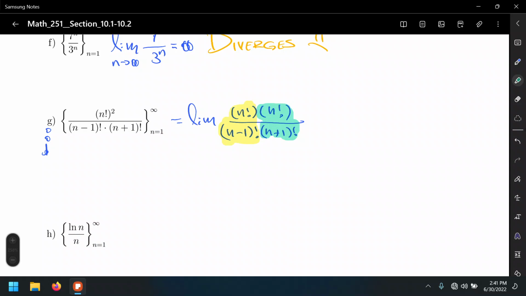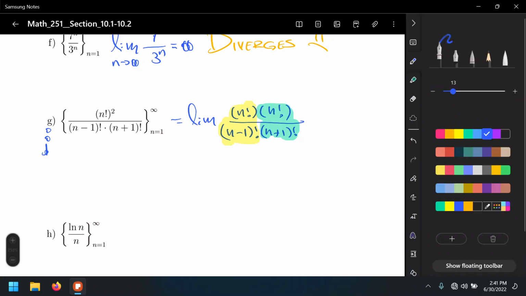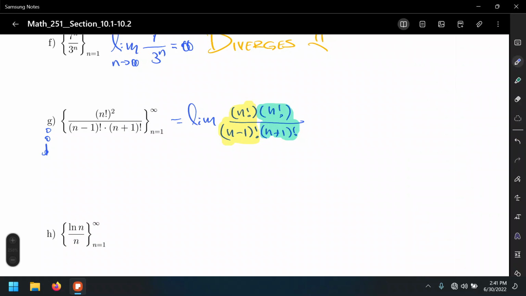Okay, so from the first group, the one that I highlighted in yellow, which of the two factorials is the larger one? The one on the top or the one on the bottom? The one on the top, because n is large. This n right here is larger than n minus 1, so we will expand this one right here. And this is equal to the limit of n times n minus 1 factorial. Well, this one matches the one in the denominator.